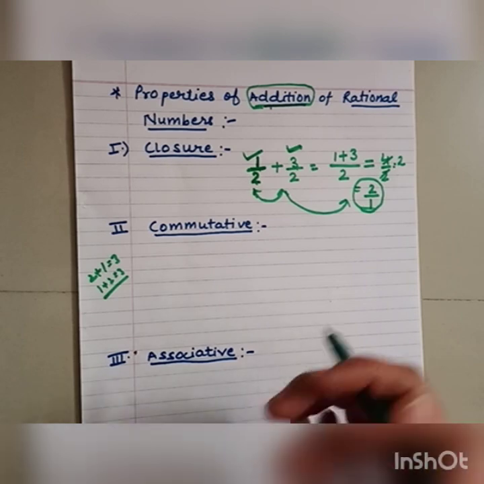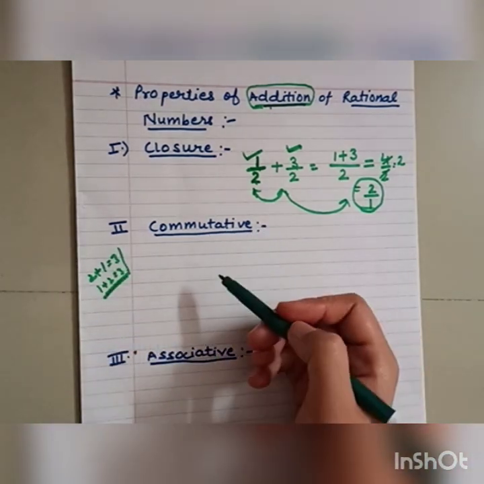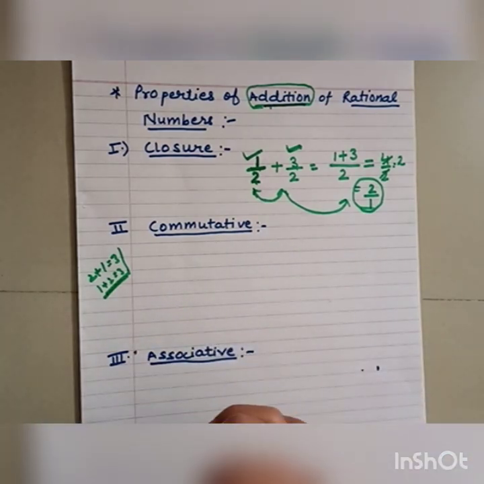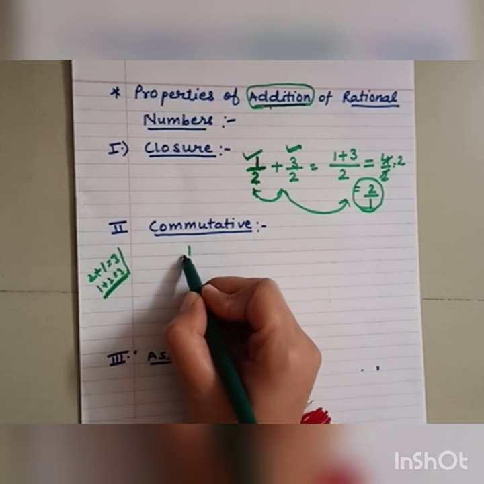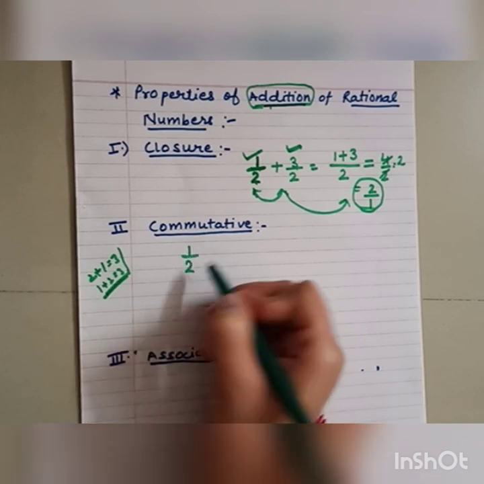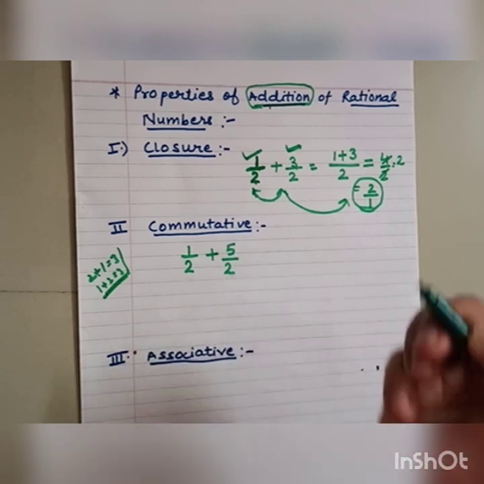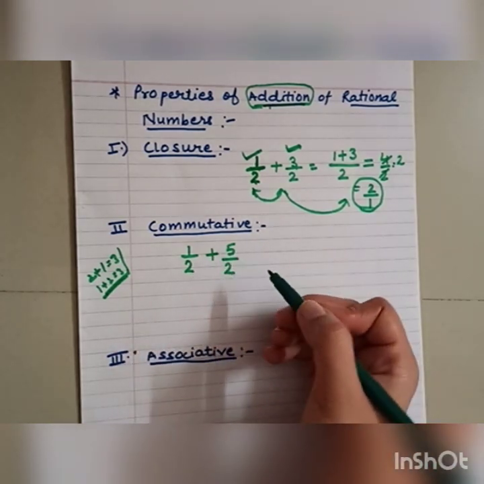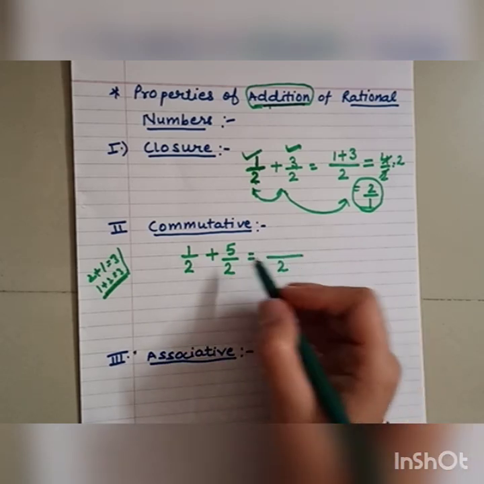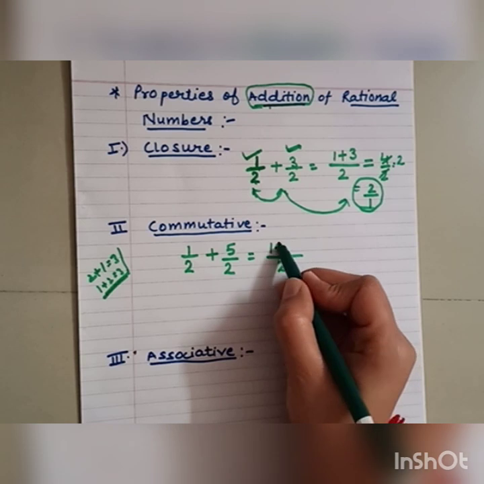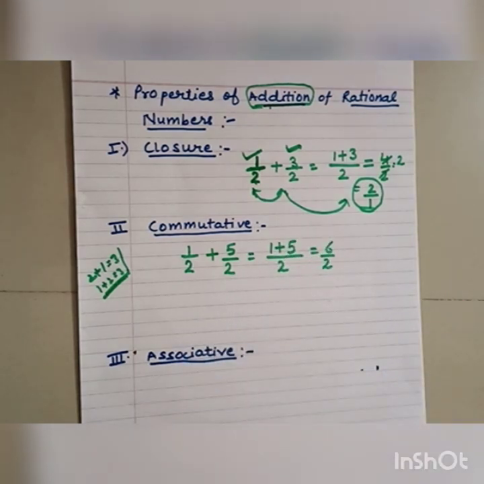Now in rational numbers, how can we prove that the commutative property is satisfied by rational numbers under addition? See one example: take any two rational numbers and add 1 by 2 plus 5 by 2. Then the LCM is 2, the same, and the numerator terms are also added, giving 6 upon 2.